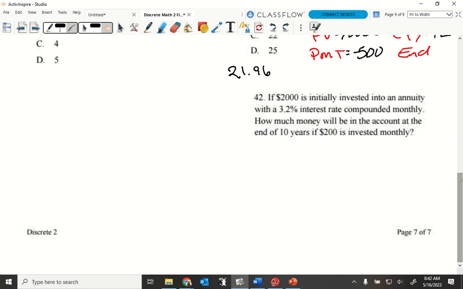Question 42. $2,000 is initially invested into an annuity with 3.2% interest rate compounded monthly. How much money will be in the account at the end of 10 years if $200 is invested monthly? Now, again, the positives and negatives are important here, so we're going to go through and do the same thing. N, I, PV, PMT, FV, P/Y, C/Y.